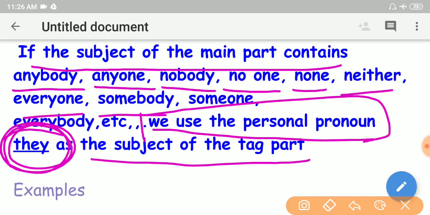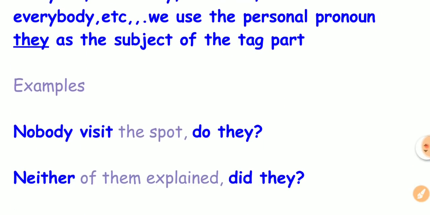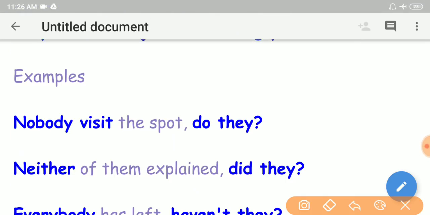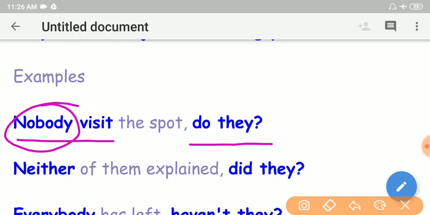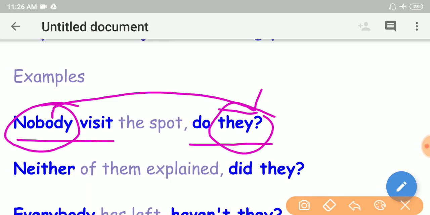For the tag part, let us go through the examples. Nobody visits the spot. Here, nobody visits the spot, do they? is the correct one. See, the subject here is nobody. In the tag also we need to change. You should not use nobody. We must change it to they, my dear friends. This is the most important rule we must keep in our mind.